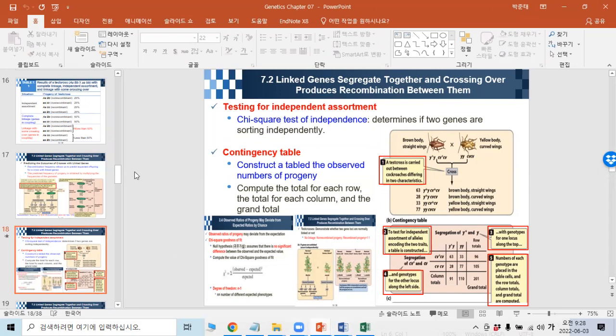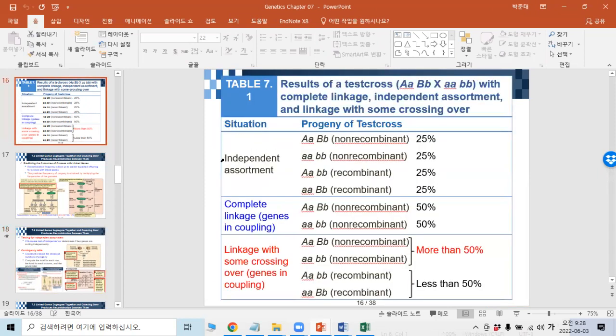Previously we learned that if they are independently assorted, they will be 1 to 1 to 1 to 1. If they are in complete linkage, they will have 50, 50. If they are linked with crossing over, they will have it like this. Okay, so we will test it.